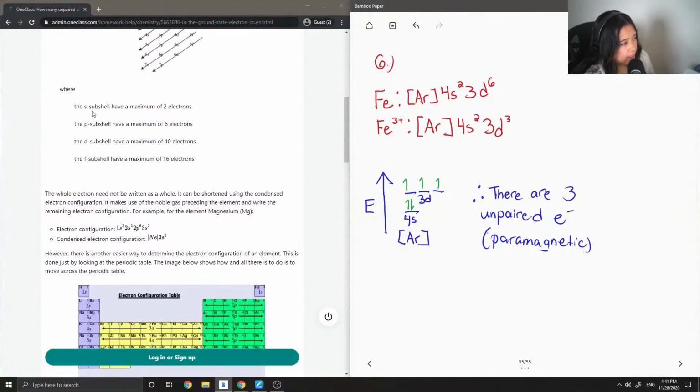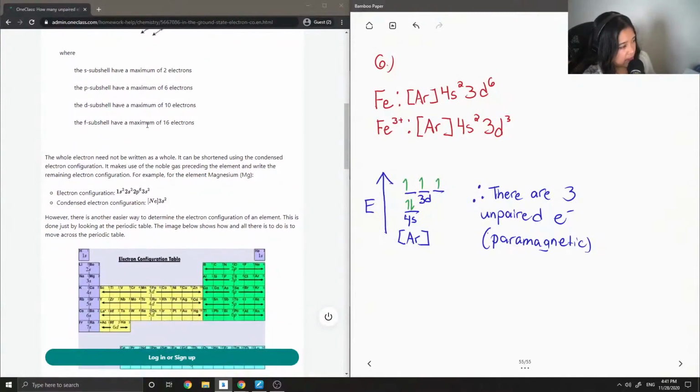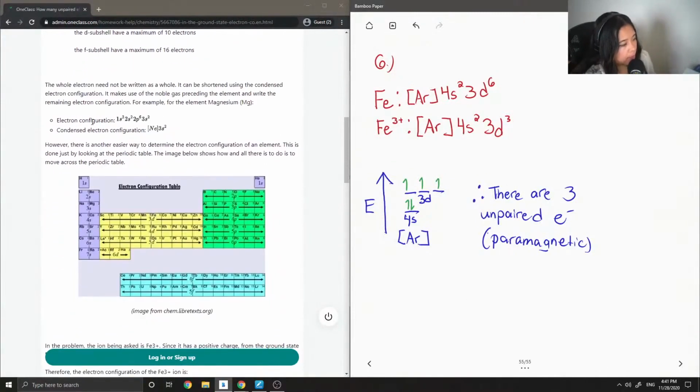So the s subshell will have a maximum of 2 electrons, the p max of 6, d has a max of 10, and f has a max of 14. The electron configuration need not be written as a whole. It can be shortened using the condensed electron configuration.